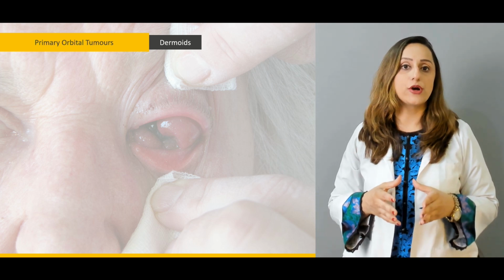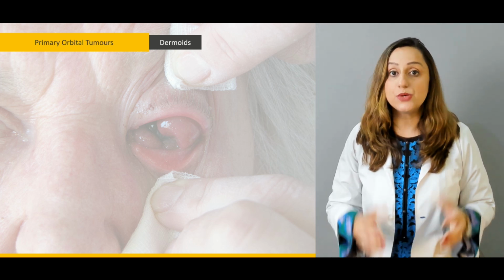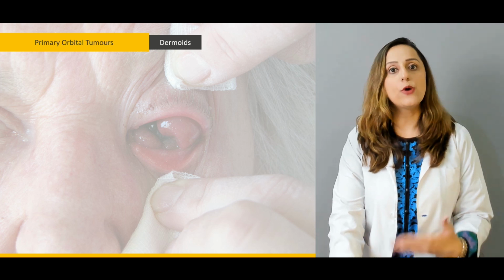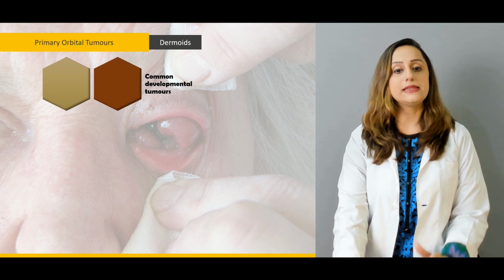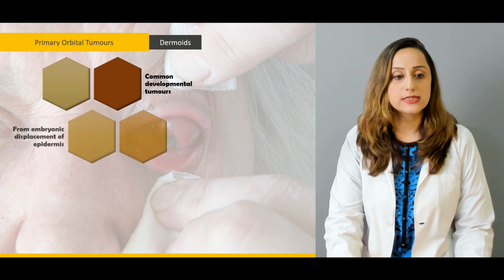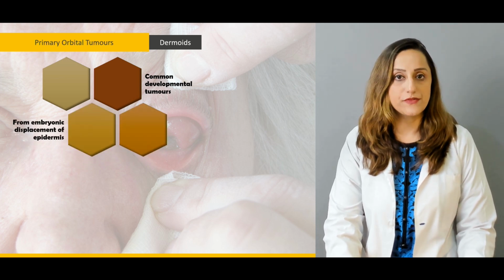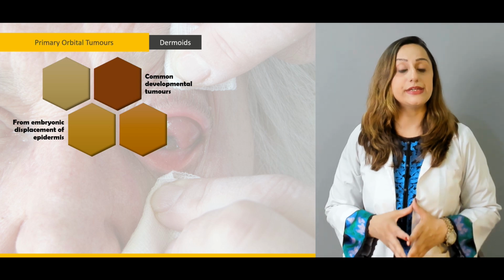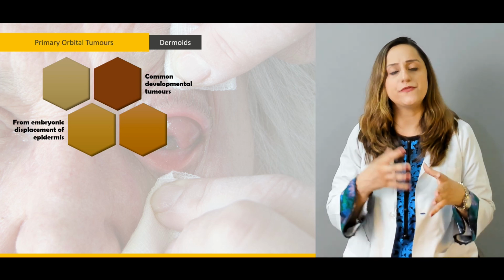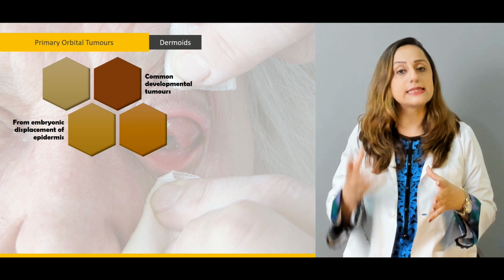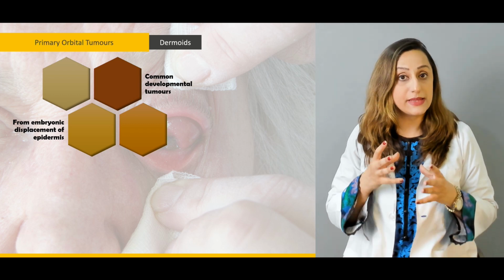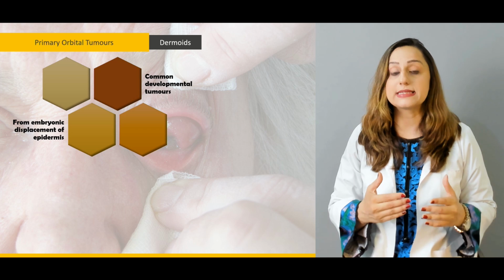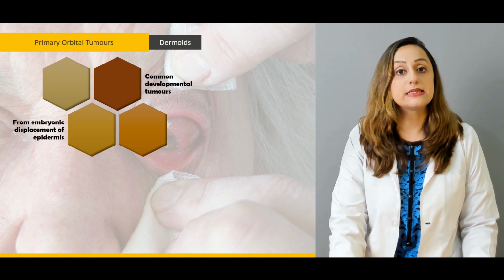Talking about the primary orbital tumors, we have the different sorts of tumors. For example, we have the dermoids on one hand. So it's again one of a developmental kind of tumor that we usually come across. It is a common developmental tumor that arises from the embryonic displacement of the epidermis. If we just go through the embryological stages of the development, we're talking about the epidermis, and due to the displacement of the epidermis at this embryonic stage, it is going to give rise to these dermoidal tumors.